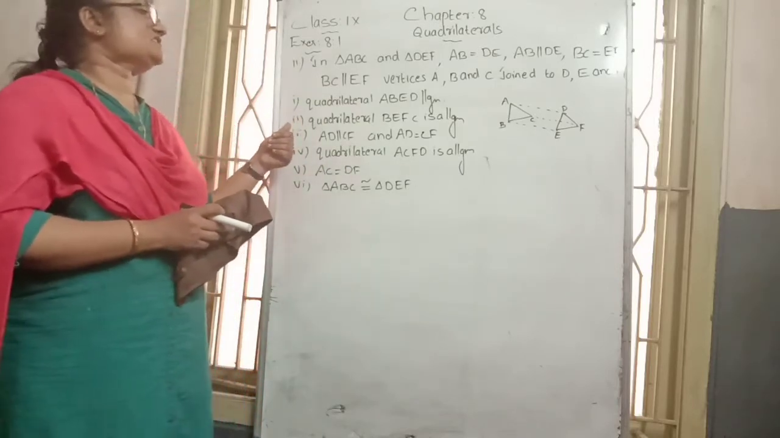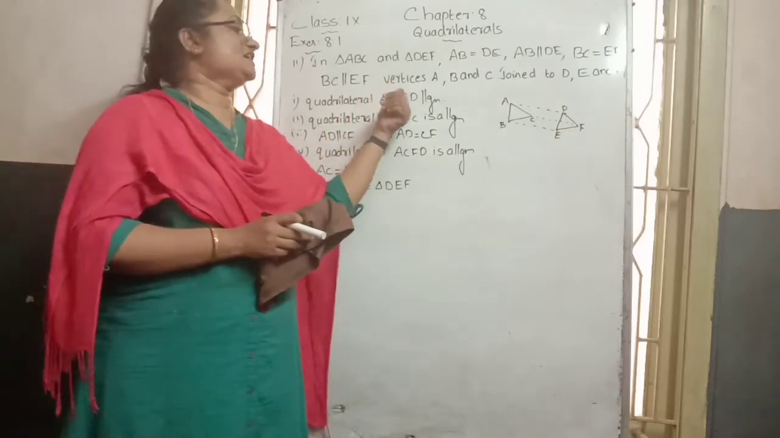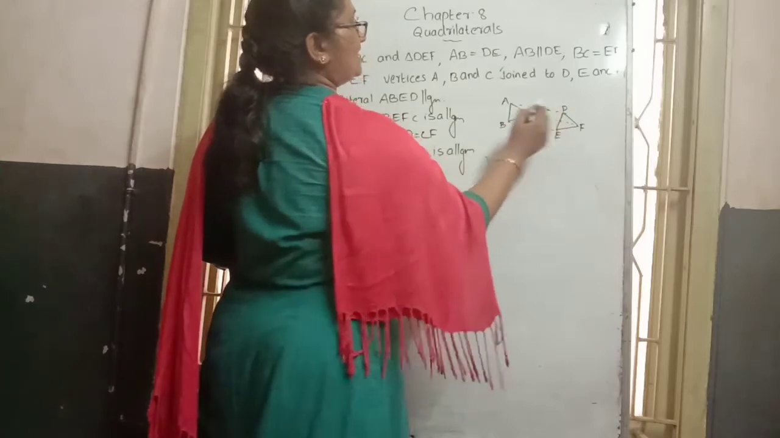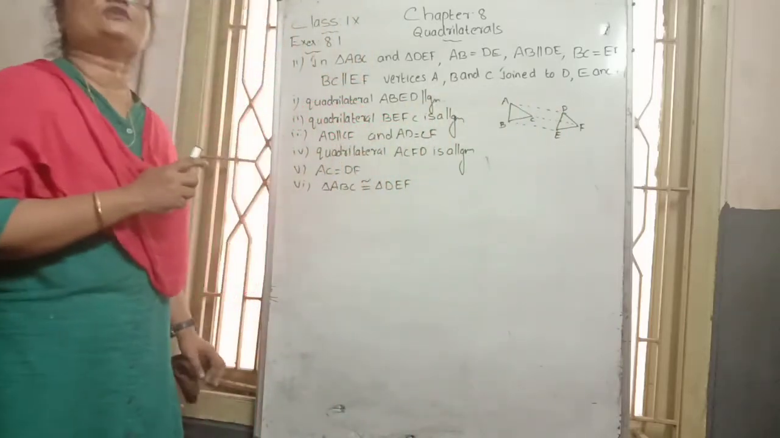First case is quadrilateral ABED. This one, ABED, is a parallelogram. We want to prove that.